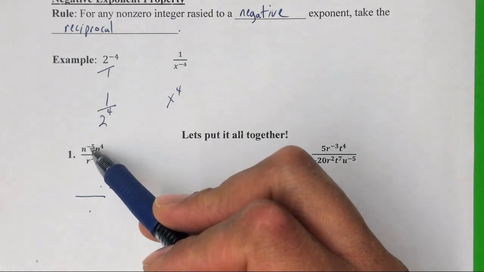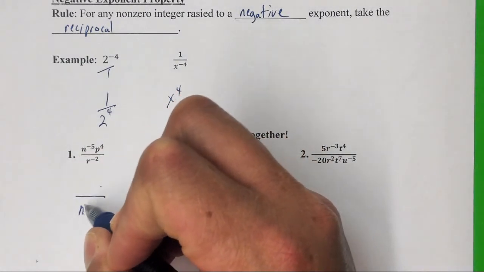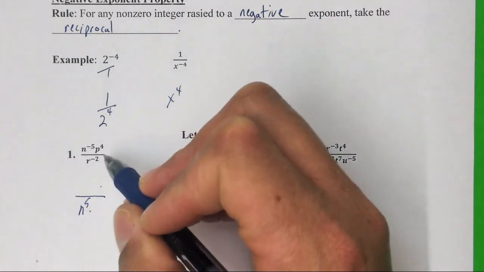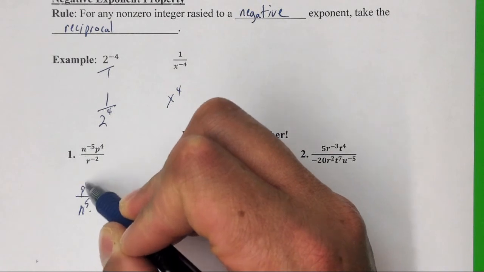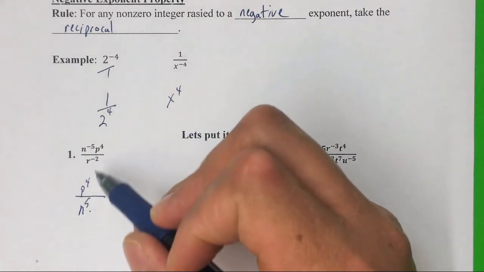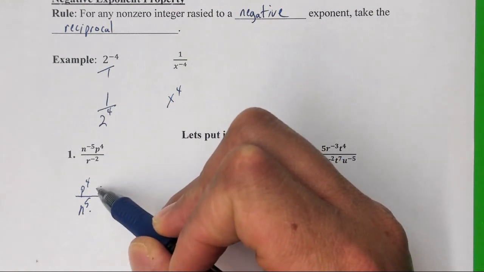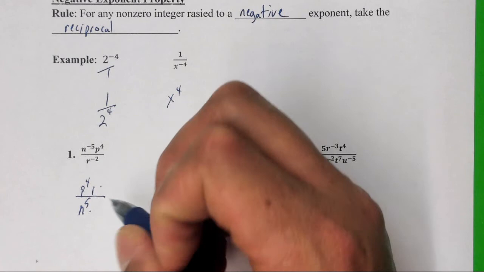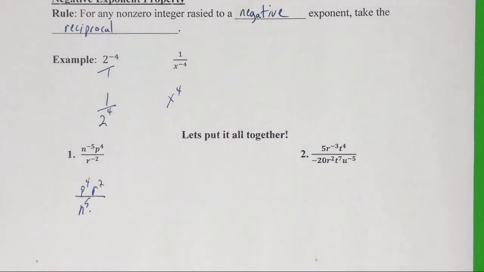So I start with n to the negative fifth. That has a negative exponent, so I need to take the reciprocal. So that's going to come down to the bottom, with the positive 5. And p to the fourth, that's a positive exponent, so I don't have to do anything with that. P to the fourth stays up top. And then r to the negative 2 power, that's going to have to flip, so it's going to have to go from the denominator up to the numerator, from downstairs to upstairs. And that's going to be r squared up top. So my final answer becomes p to the fourth, r squared, over n to the fifth. Take a moment if you need to, just look back over that.